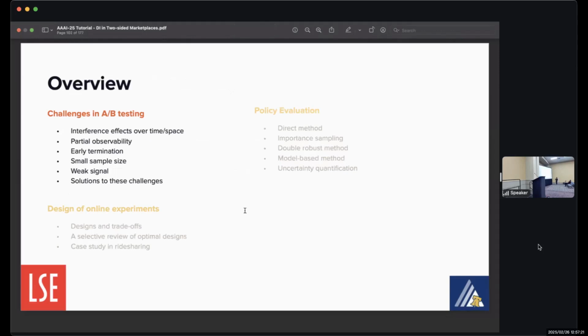Firstly, let's talk about the challenges. Here I list 5 challenges, and I will discuss them one by one in the next few slides. They correspond to the interference effects, partial observability, early termination, a small sample size, and weak signal. Finally, after that, I will also briefly give you some high-level ideas on how to address these challenges.